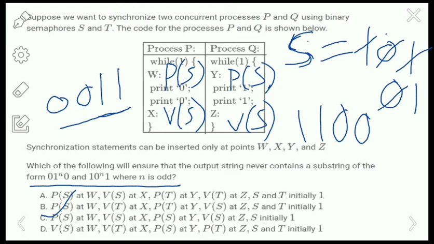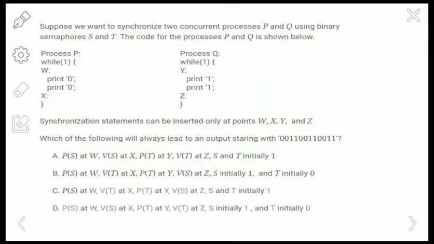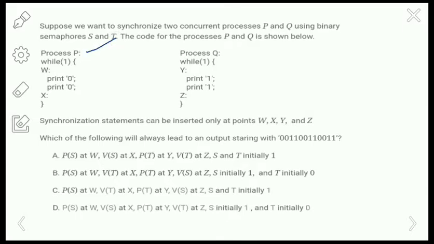Okay. So coming to the next question, suppose we want to synchronize two concurrent processes P and Q using the binary semaphores S and T. The code for the processes P and Q is shown below. Here there are two processes, process P and process Q, and these two are concurrent processes. That means two processes can access the critical section simultaneously, and the two processes will execute simultaneously.